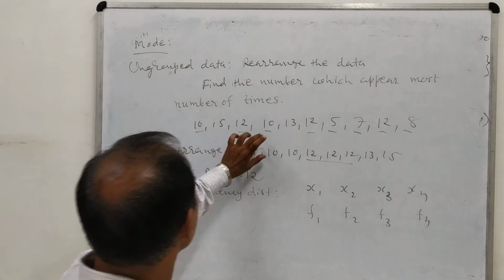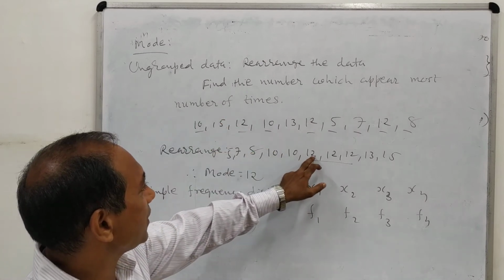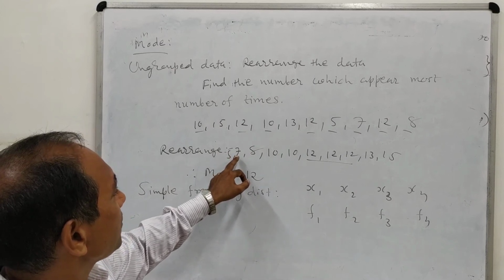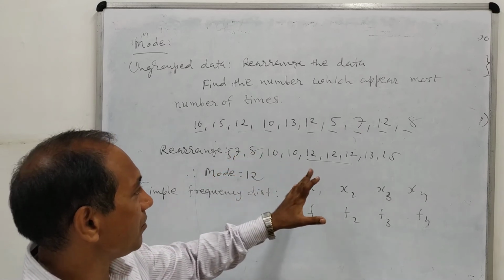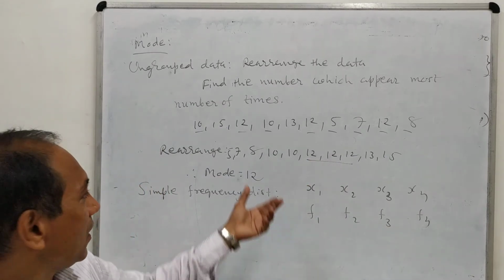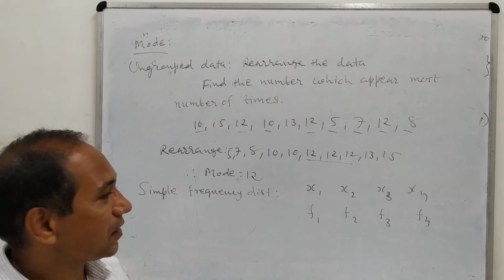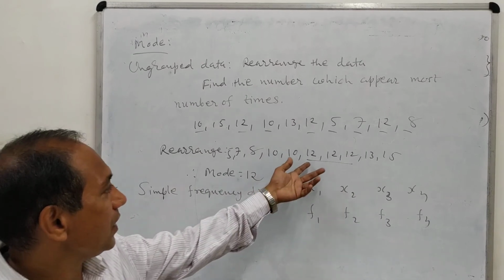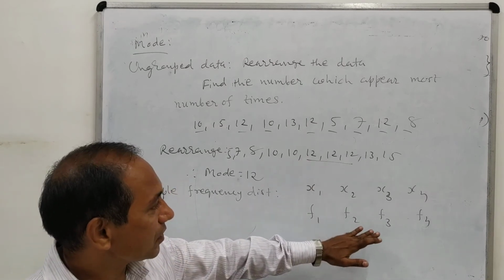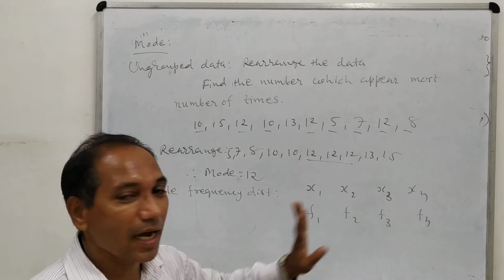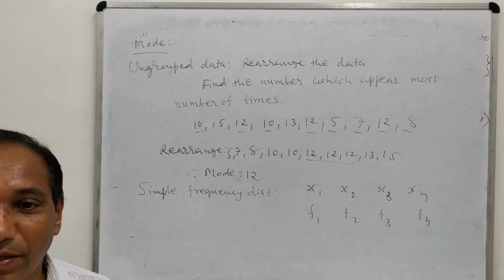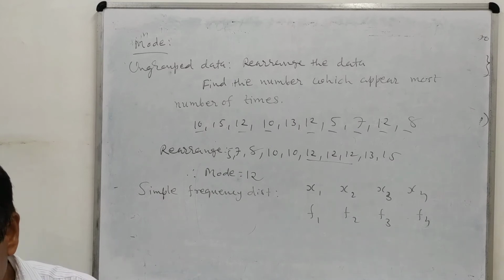So it is the same thing as ungrouped data, because here we can see that 12 appears 3 times, 10 appears 2 times, 5 appears 1 time, 7 appears 1 time, 8 appears 1 time. So 12 appears 3 times, which means 3 is the frequency. If we group this data, we get the frequency of 12 as 3. The same case is here: find the value of X for which the highest frequency is there. The value of X corresponding to the highest frequency is our mode.